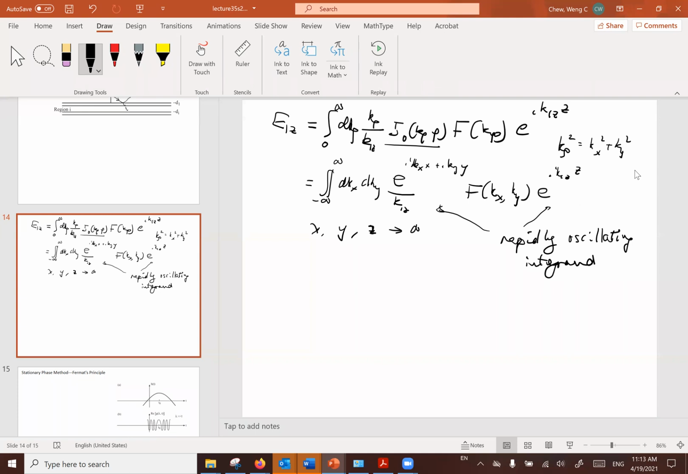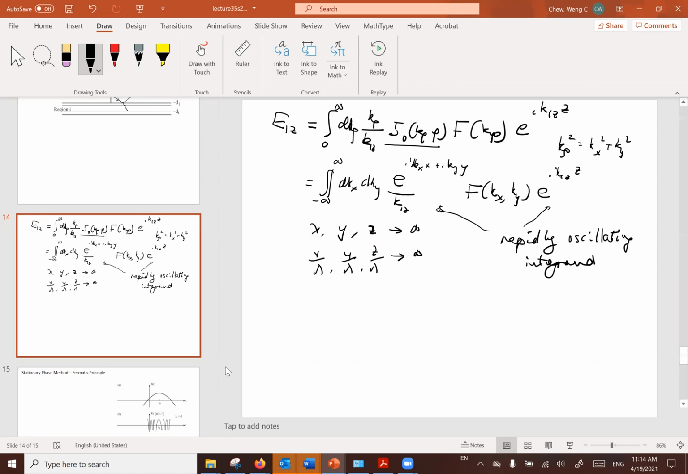So this statement is the same as saying x over lambda, y over lambda, z over lambda become very large, because we don't have any other yardsticks. The yardstick to measure distance is wavelength. So if your observation point is very far from the source compared to the wavelength, you are far away. You're in a far field region. So let's assume this to be the case.